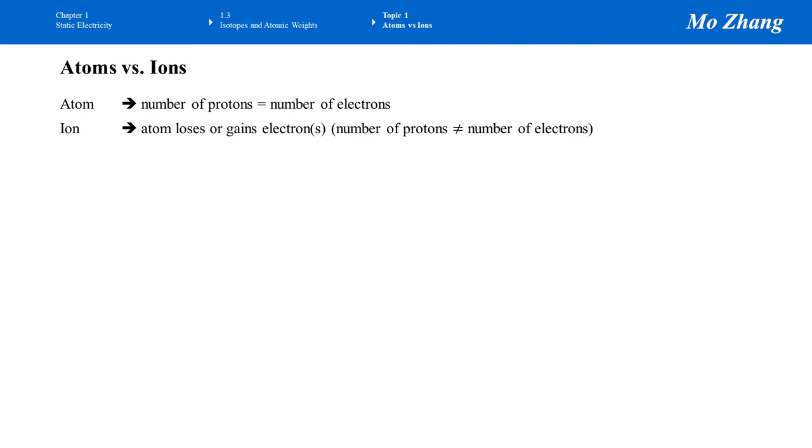In other words, if the number of electrons does not equal the number of protons, it is not an atom. It is an ion. When an atom gains electrons or loses electrons, it becomes an ion. In other words, the number of protons does not equal the number of electrons. For example, there are more protons than electrons, or fewer protons than electrons. In either case, it is an ion.